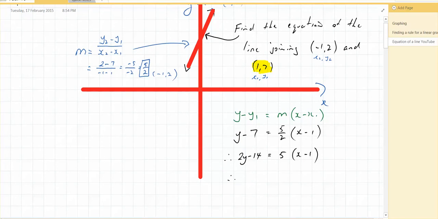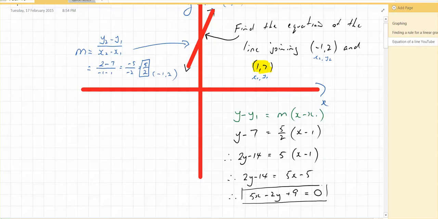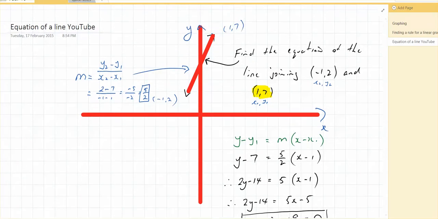I will now expand the right hand side of this equation to get that, and I will therefore end up with 5x minus 2y. What I'm doing is I'm taking the 2y over to the right hand side of the equation, so it becomes minus 2y. I'm going to take my minus 14 and put it over the right hand side of the equation, so it's minus 5 plus 14, which is plus 9, and that equals 0. That is the equation of the line up here, the red line that I started off with.